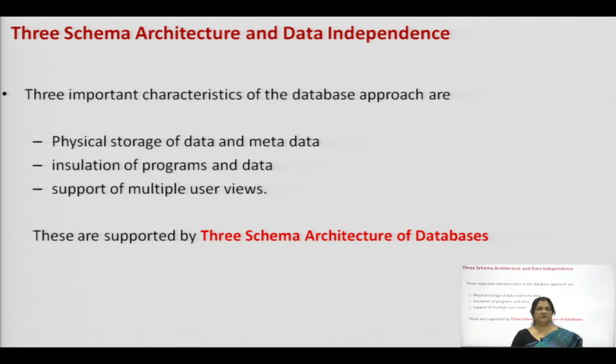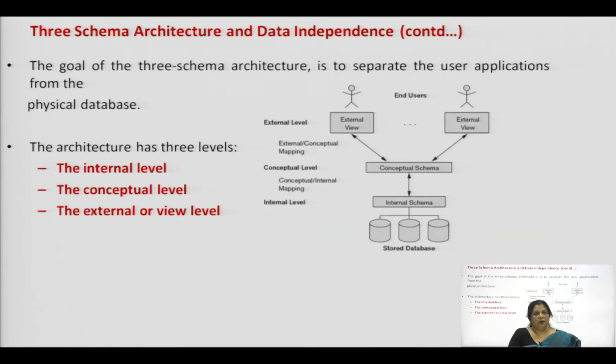Now, let us talk of the 3 schema architecture of the database and data independence. We have already seen 3 important aspects of the database approach. They are the physical storage of the data and the metadata, then the insulation between the programs and the data, the programs that create the data and the actual data, and the support for multiple user views. That is, the different users, they can use the data at different levels. All these 3 aspects, they are supported by the 3 schema architecture of the database, which is shown over here.